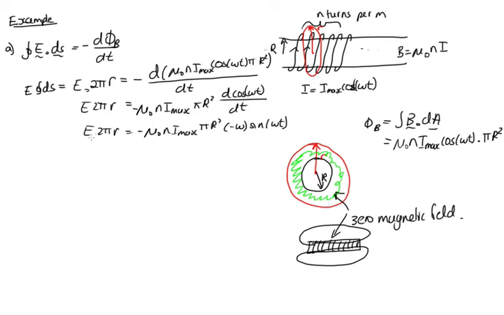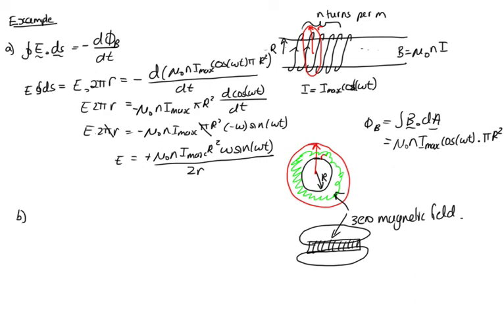We're trying to find E, the electric field strength, so these pi's cancel out, and we end up with E is equal to, well, the negatives cancel out, so we get positive mu naught n I max r squared omega sine omega t over 2r. And that's our expression for the induced electric field strength outside that solenoid.